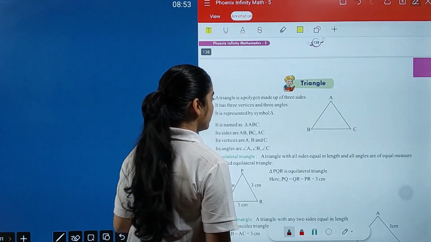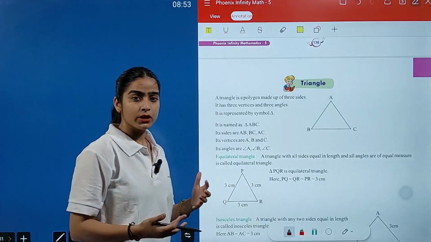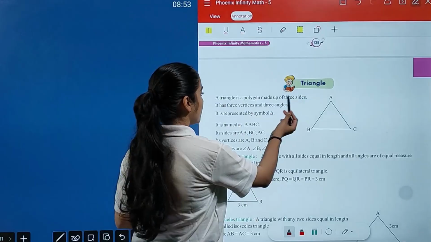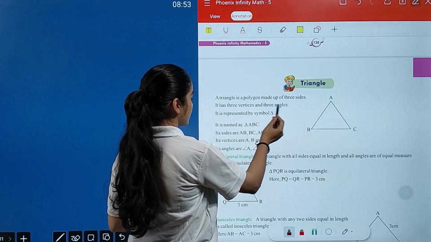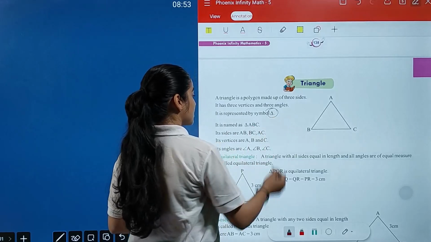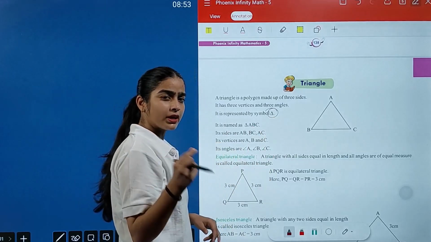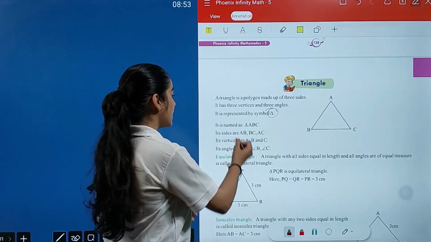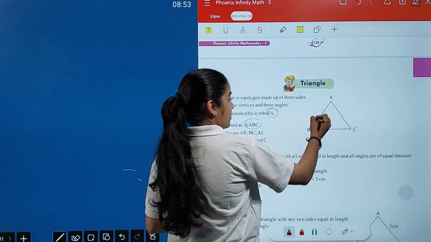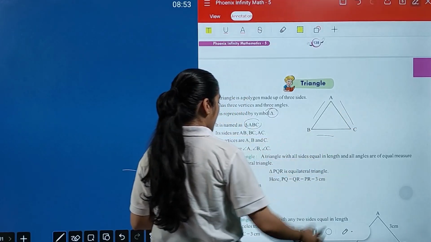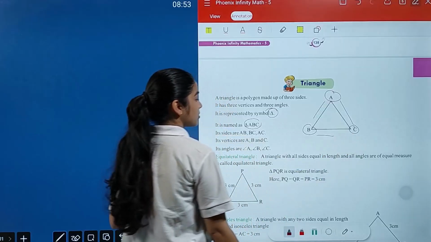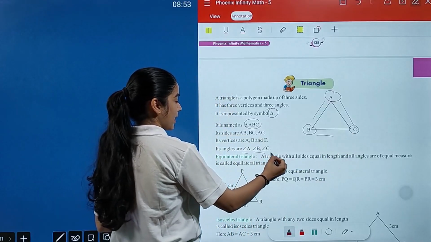Now we are going to learn about polygons in depth. First we have the triangle. A triangle is a polygon made up of three sides. It has three vertices and three angles. It is represented by the symbol of a triangle. You just have to make a small triangle for representing a triangle. It's named triangle ABC. Its sides are AB, BC, and AC, and vertices are A, B, and C, and angles are angle A, angle B, angle C.